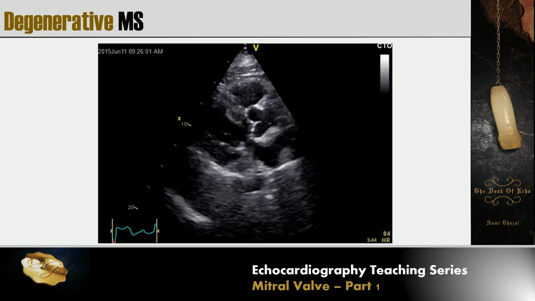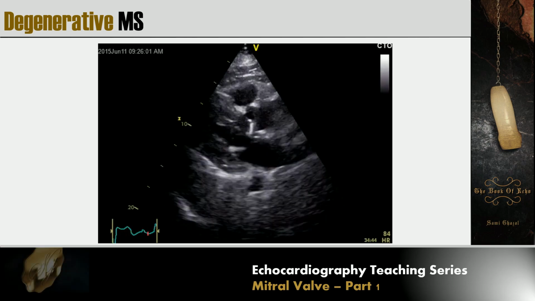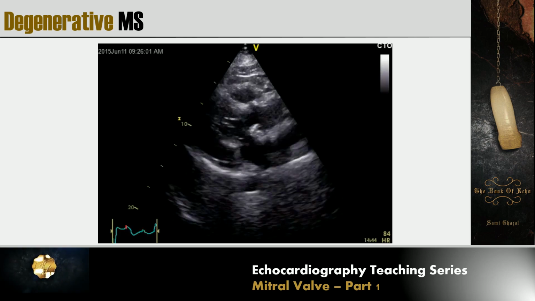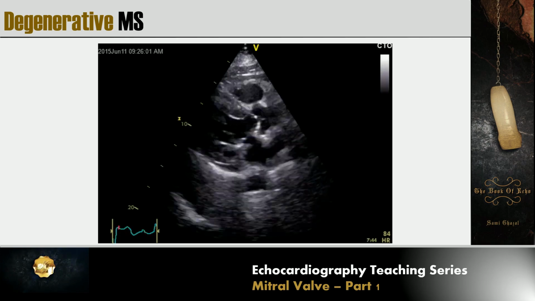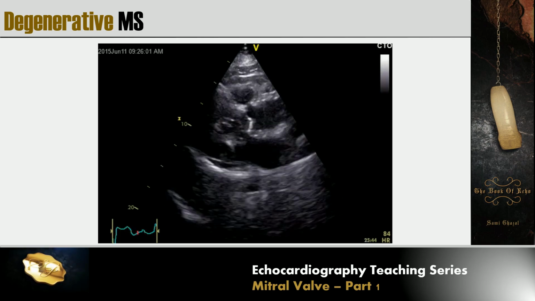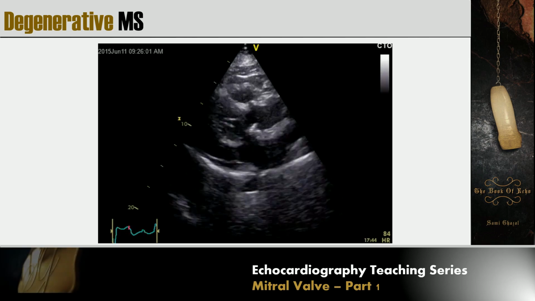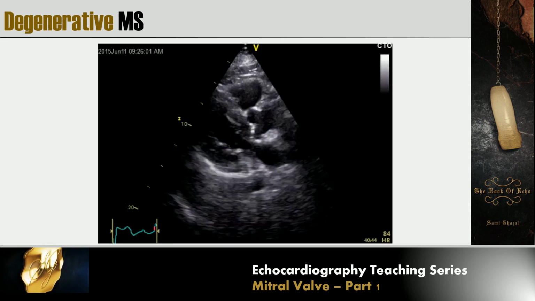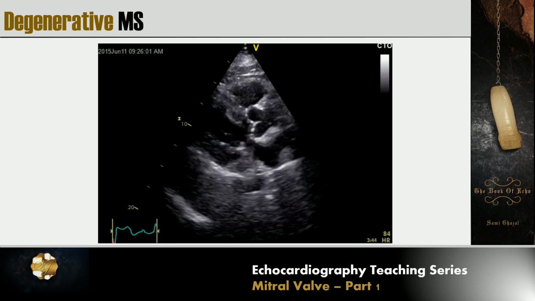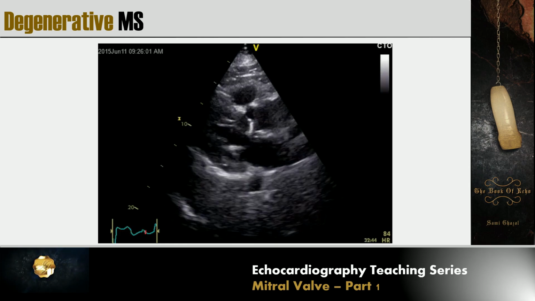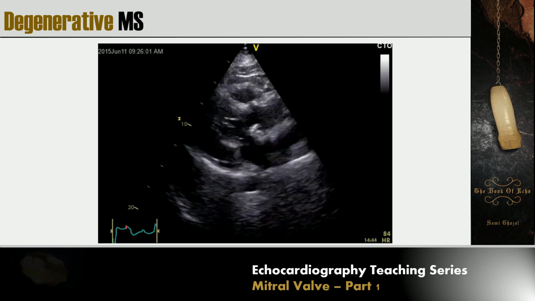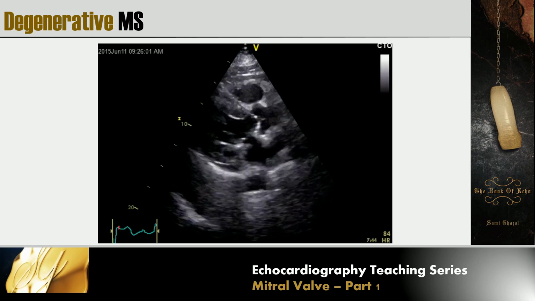Now we'll move to degenerative mitral stenosis. So in degenerative mitral stenosis, it is characterized by mitral annular calcification, again without commissural fusion, and the leaflet may be thickened and calcified with restricted motion that will cause mitral stenosis. So if you look here, you will find an area of calcification. This is the mitral annulus. We can see it here at the base of the posterior mitral leaflet.